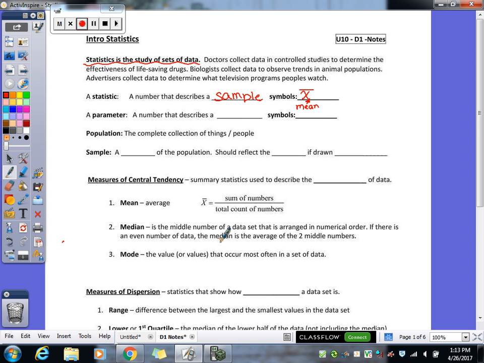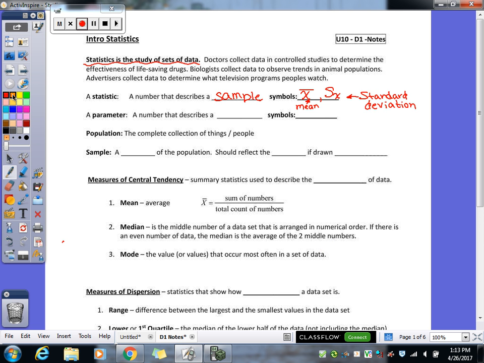The other one we use is our capital S x. That stands for our standard deviation. Your standard deviation is just how far you are from your mean. We'll go through how we get those numbers again. We did do that back in 9th grade also.